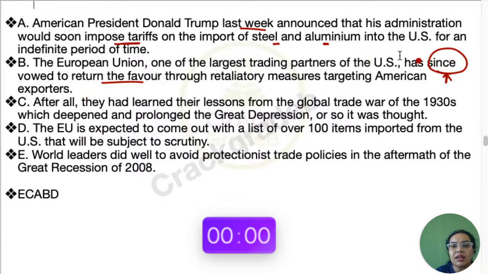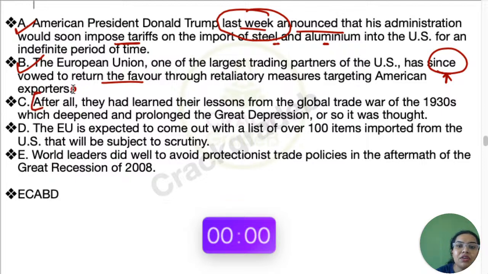See, since here is used as an adverb, not a conjunction. That means I have some kind of a word or time directly given, and that's the starting point. Since that point, this European Union has vowed to do something. So I need that time. Since then, they are doing something. So A and B you can put together, because we are saying last week there was an announcement, and since that announcement, now the European Union is doing something.